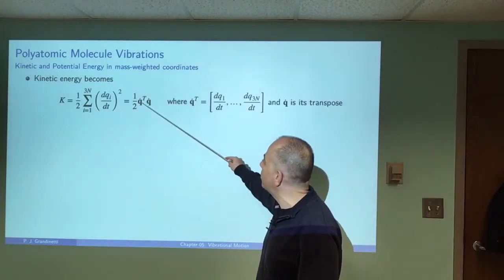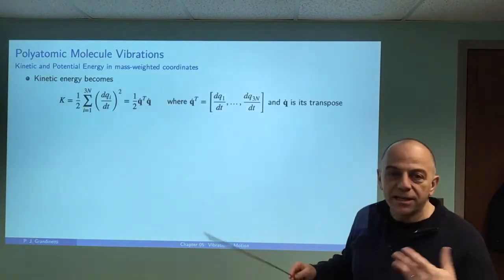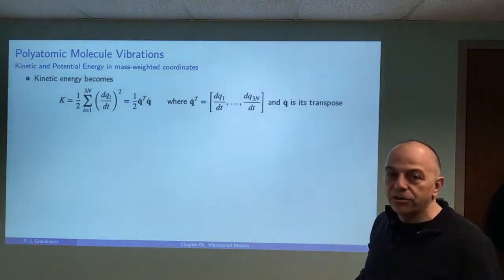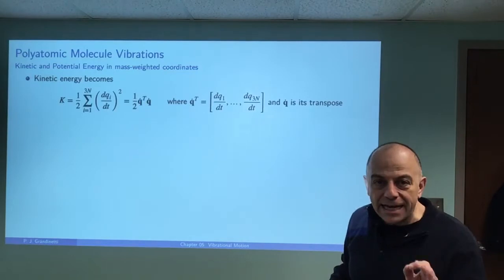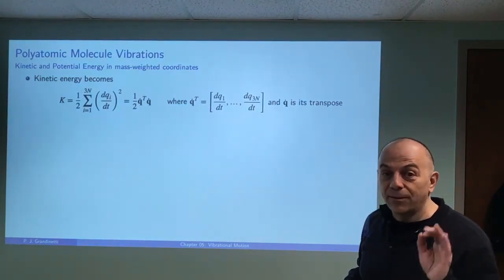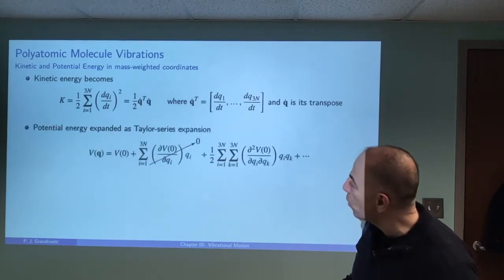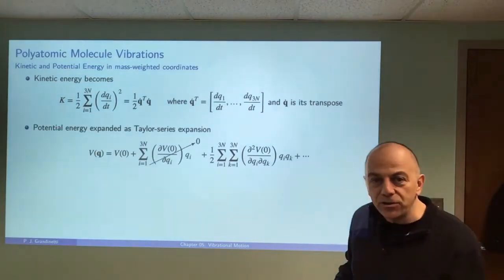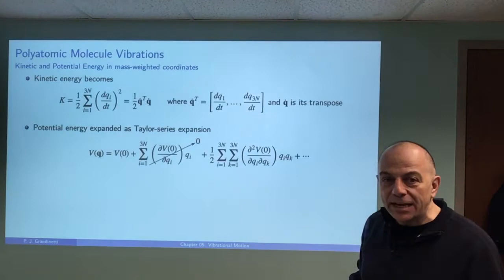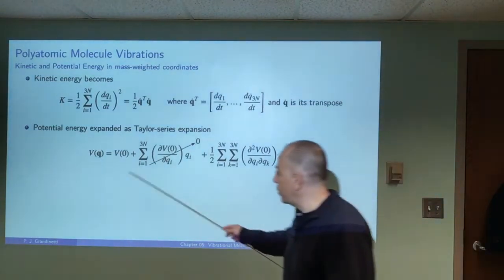So 1/2 times Q dot transpose times Q expanded out will give you the kinetic energy for the molecule, in the principal axis system of the molecule with the center of mass at the origin. Similarly, we can do a Taylor series expansion of the potential energy function in terms of Q.